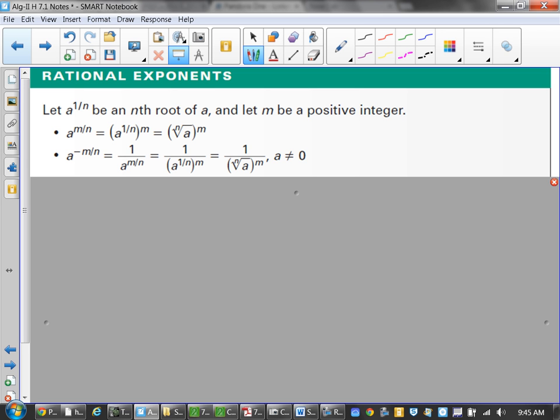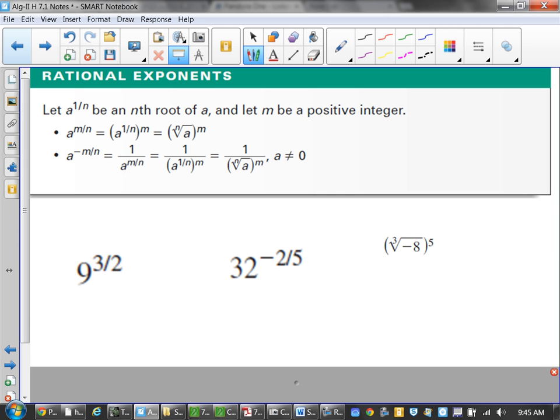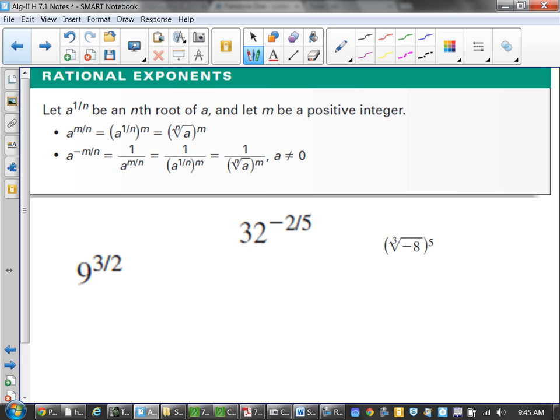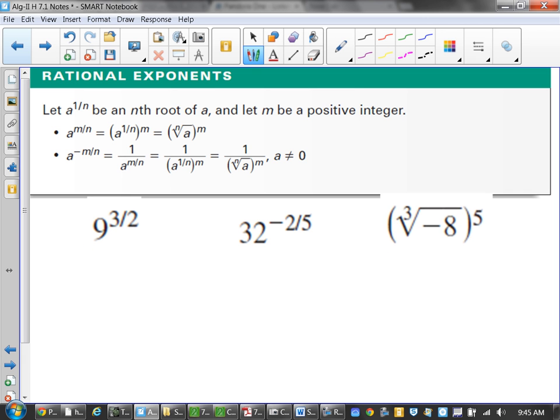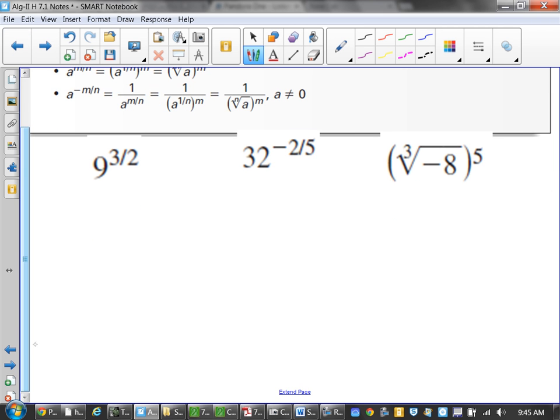You're going to be able to do some very simple problems like these, some easy simplifying, rewriting and working through them. So if I'm looking at 9 to the 3 halves, that means the square root of 9, cubed. You get 27.